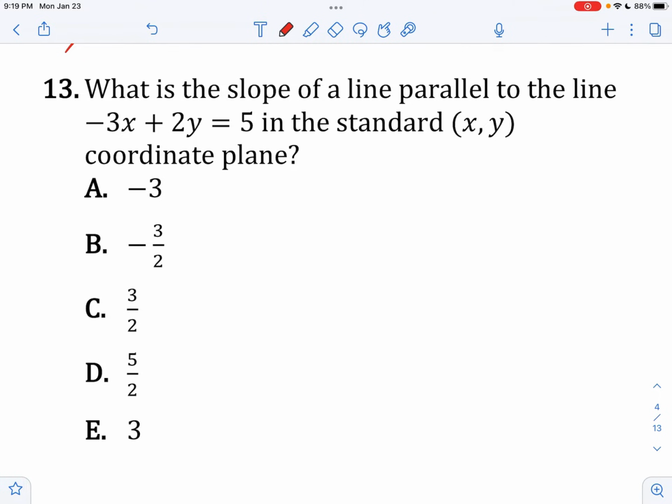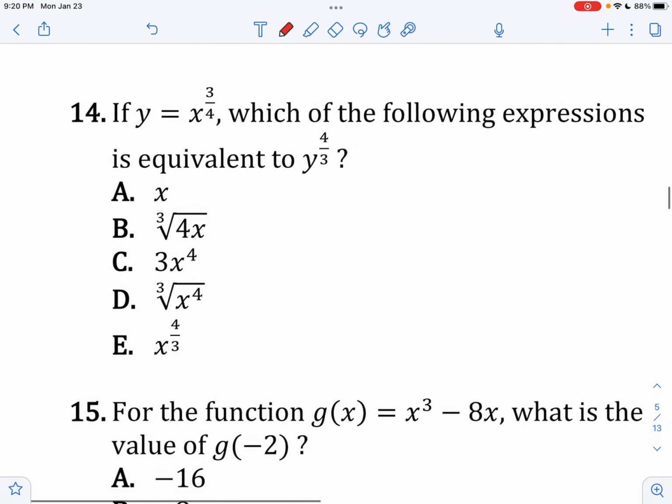What is the slope of this line parallel to this? It's just going to be whatever has the same slope. So isolate the y. 2y equals 5 plus 3x. And divide everything by 2. Y equals 3 over 2x plus 5 over 2. 3 over 2 is your answer because they have the same slope, parallel.